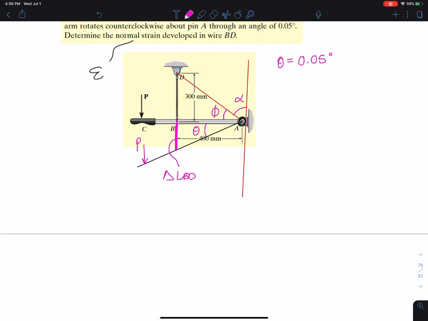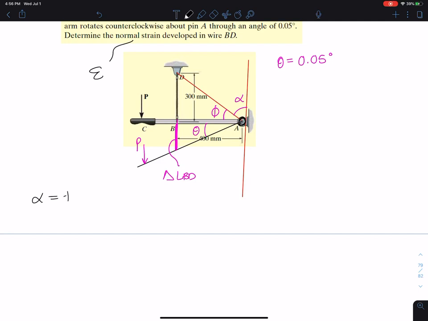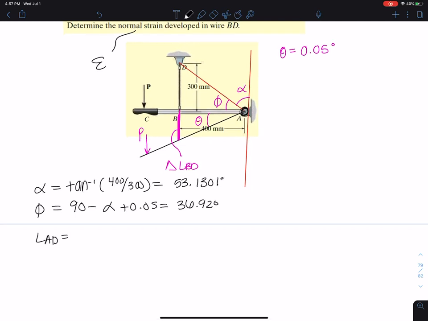So if this is the case here, we can actually solve for this angle. We can solve for alpha by saying inverse tan of 400 over 300 is just 53.1301 degrees. So we have that angle. And if that's the case, then phi is equal to 90 minus alpha plus the 0.05, which is 36.92 degrees. And we can solve for the length of LAD, which is going to be the square root of 300 squared plus 400 squared. You can see this is just a 3, 4, 5 triangle.